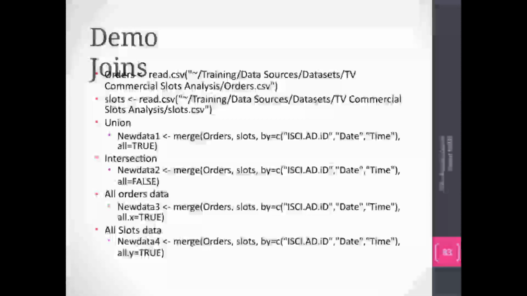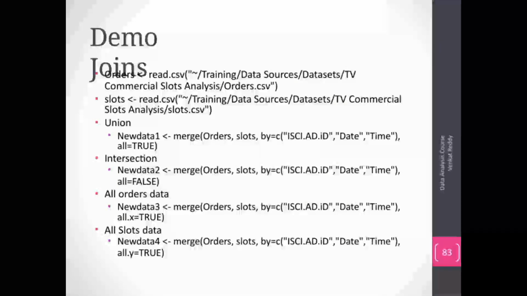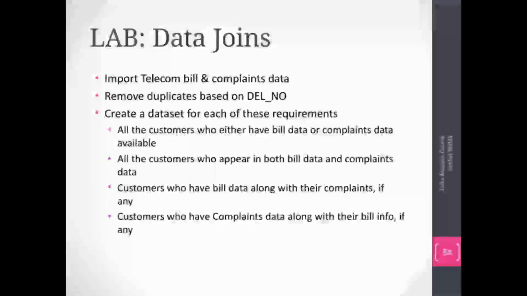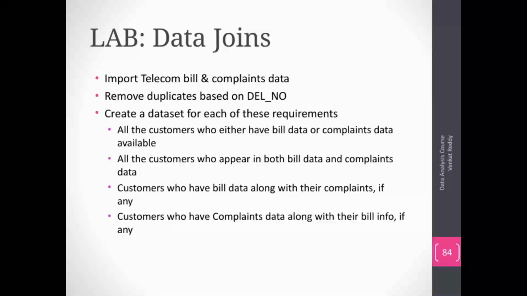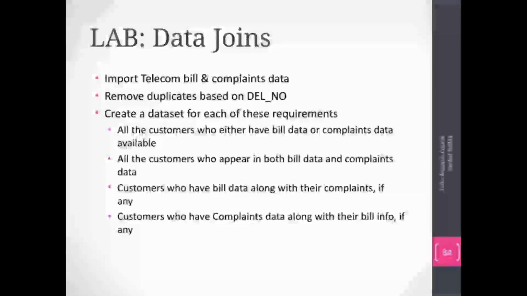Then, we'll focus on customers who appear in both datasets, those who have both bill information and complaints. This is important because it lets us analyze relationships and patterns between billing and complaints. Next, we look at customers who have bill data along with any complaints they might have, if applicable.